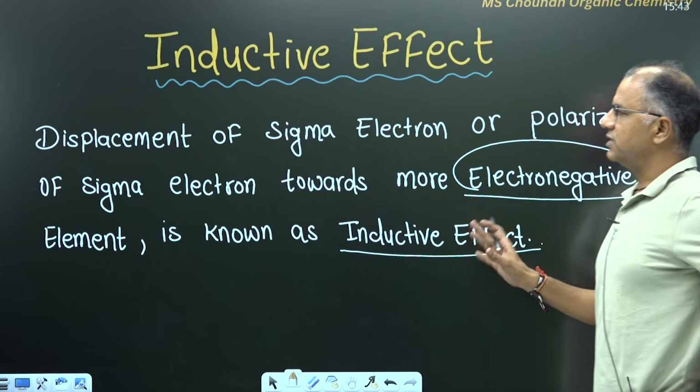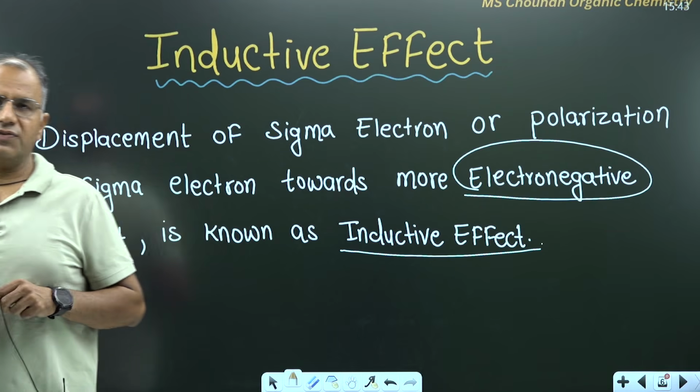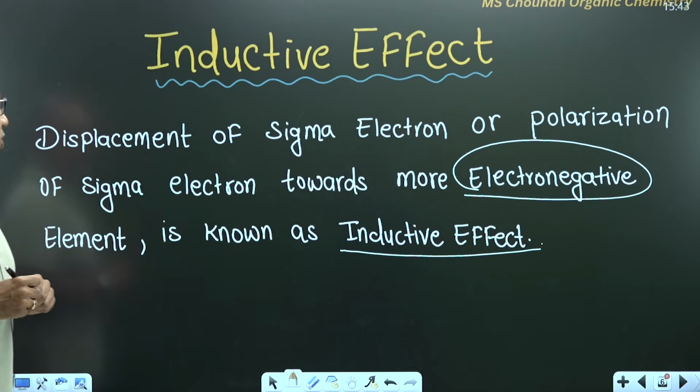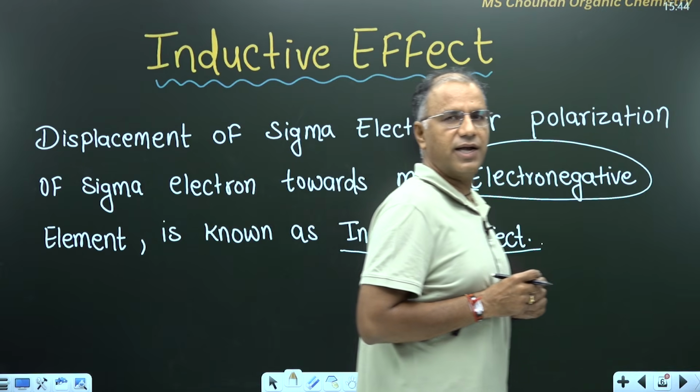So first of all, write this definition in your class notes. Displacement of sigma electron or polarization of sigma electron toward more electronegative element is known as inductive effect.